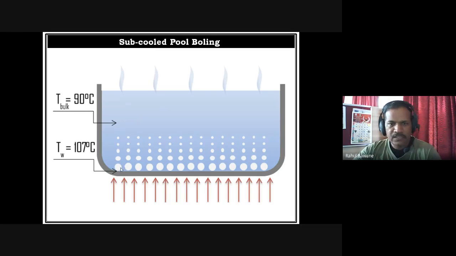That means bubbles detach from the heating surface, but do not reach the top layer of the liquid. They collapse inside the bulk of the water and dissolve in the water. So this is called subcooled boiling. Why subcooled boiling? Because most of the water has not reached the saturation temperature. If the whole bulk mass reaches the saturation temperature, then it is natural convection boiling.